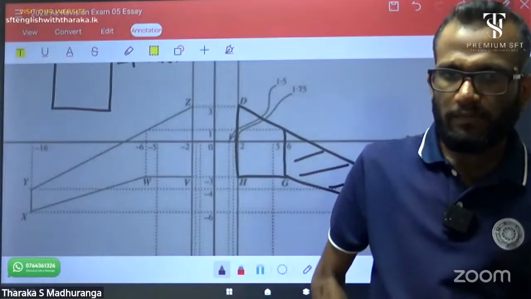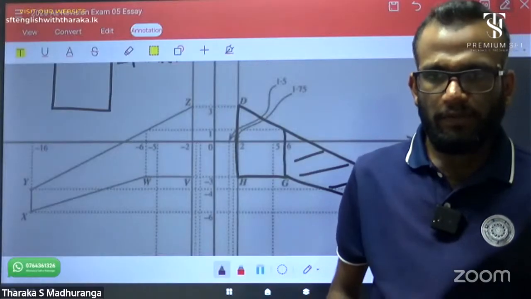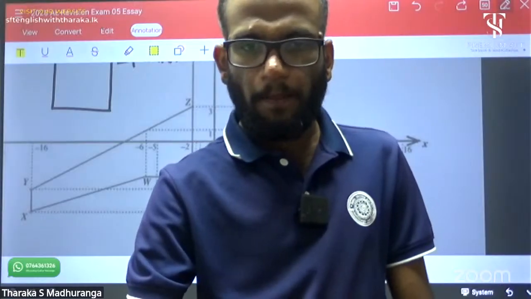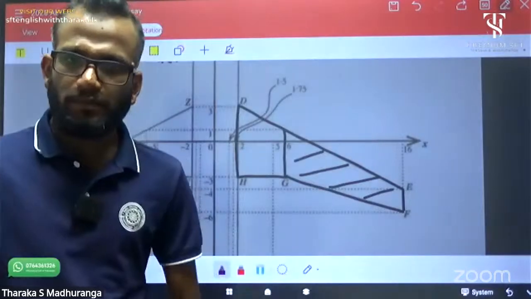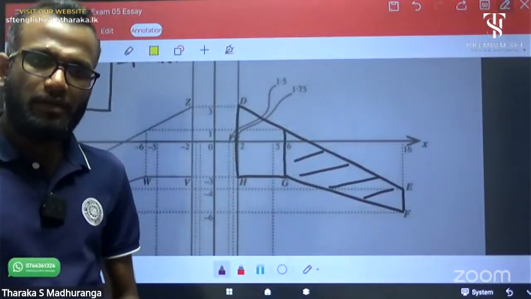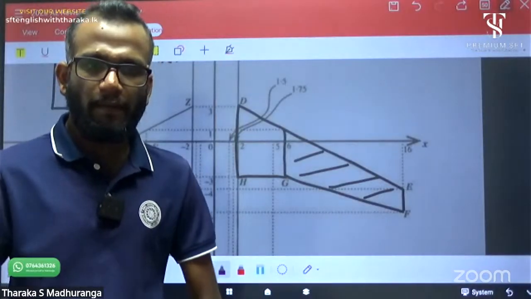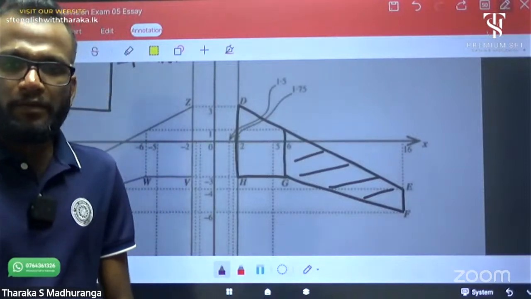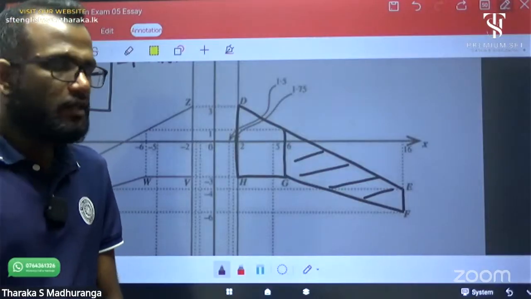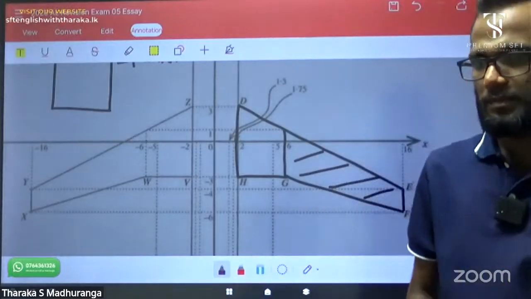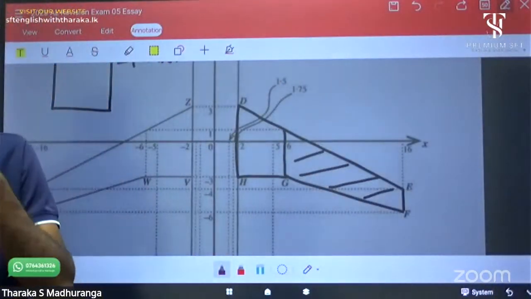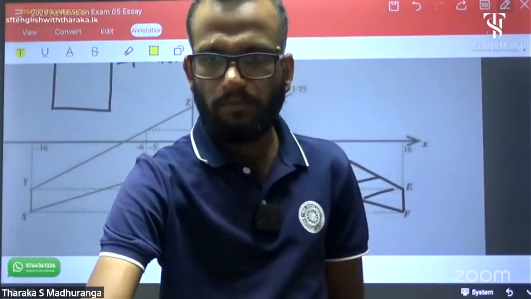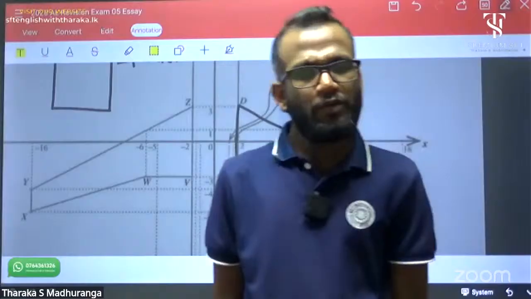You know, what is the name of this shape? What's the name of this shape? Great job. Dihini, what is the name of this shape? Yeah, it's a trapezium. How to identify a trapezium?